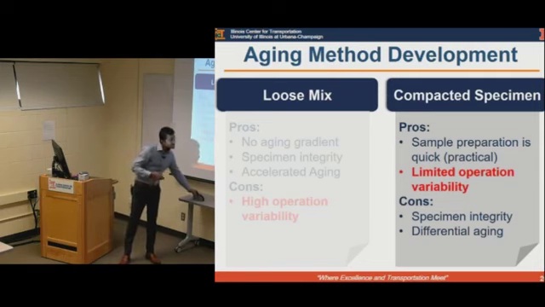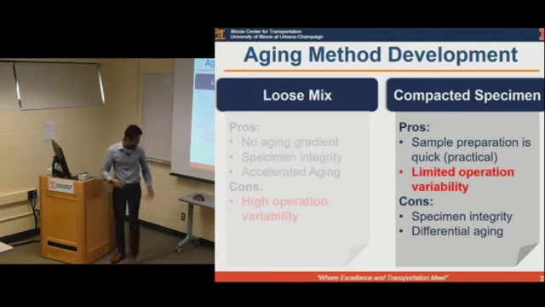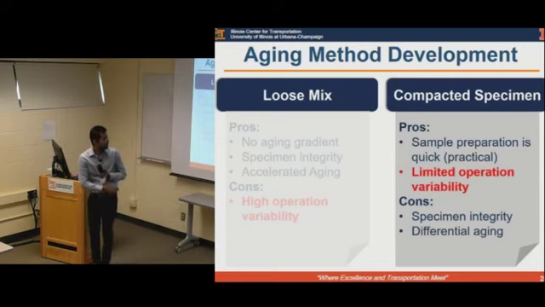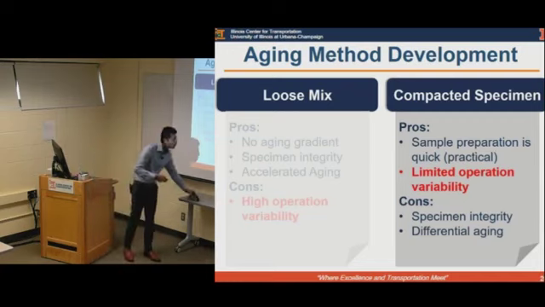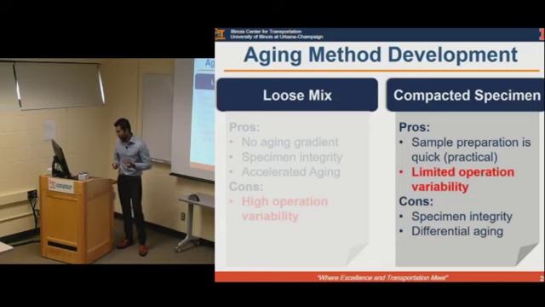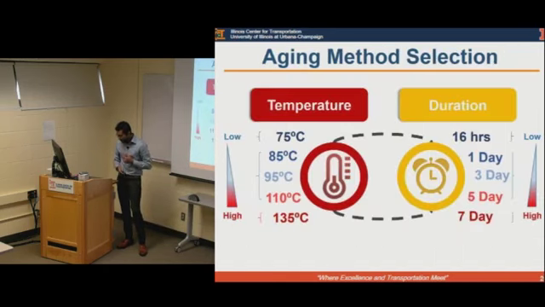There are cons like specimen integrity and differential aging. So the sample will be aged differentially across the specimen thickness, but this is consistent with all the mixtures you're testing because there's no operator variability involved. Specimen integrity can be taken care of, and I will talk about this in the following slides.